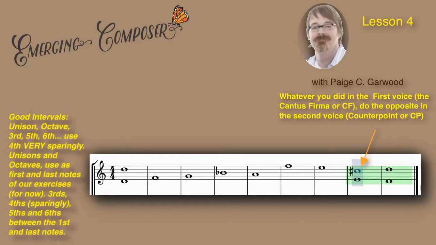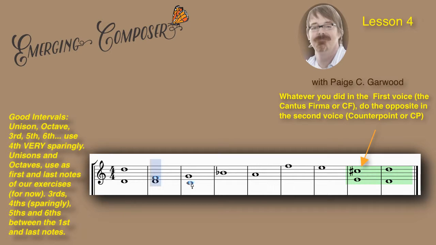I took a big, pretty serious leap from a D down to an F. I don't want this second voice to go way, way down into the basement. So what I'm going to do is utilize oblique motion. I'm going to keep the D here. So oblique motion: this voice stayed the same, this voice went down.